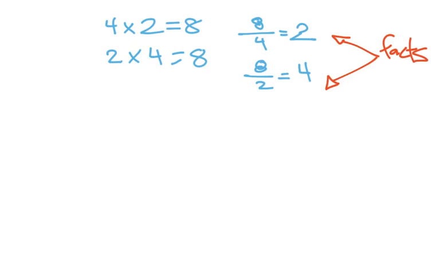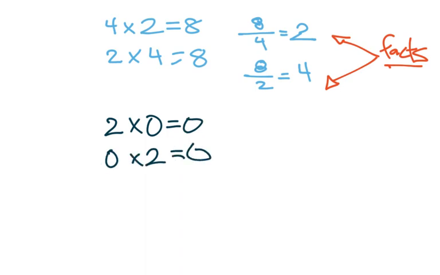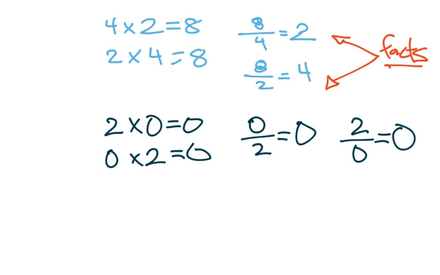But if I tried to do it with 0, let's take something like 2 times 0. Well, we know that's equal to 0. And if I flip that around, 0 times 2, that's equal to 0. Now, what about 0 divided by 2? What's that equal to? Yeah, 0. So everything's working fine, except for what about this? 2 divided by 0 is equal to 0? No, it's not. That is just blatantly not true.